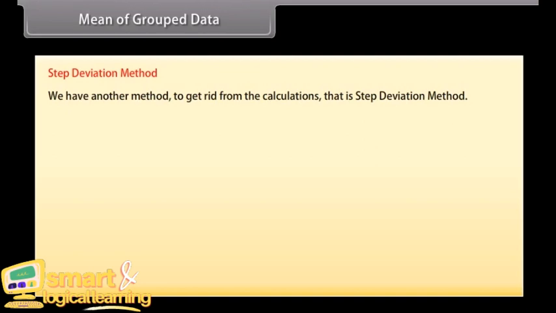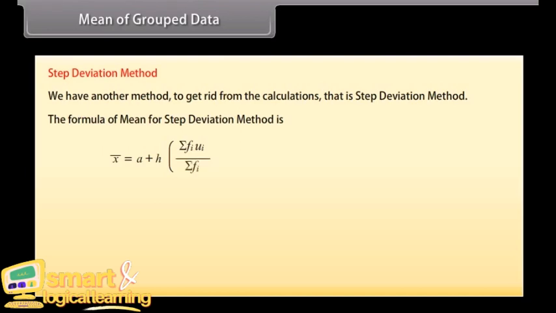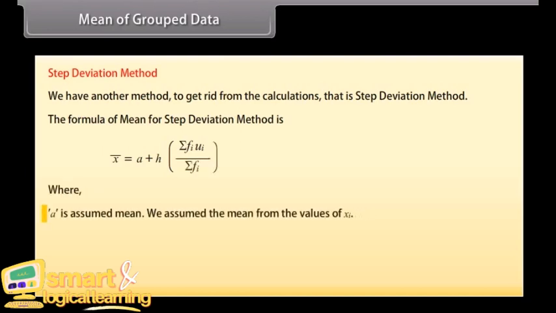Step deviation method. We have another method to get rid of the calculations, that is, step deviation method. The formula of mean for step deviation method is a plus h multiplied by summation of the product of fi and ui divided by summation of fi, where a is assumed mean. We assume the mean from the values of xi. h is the class size. ui is equal to xi minus a divided by h.